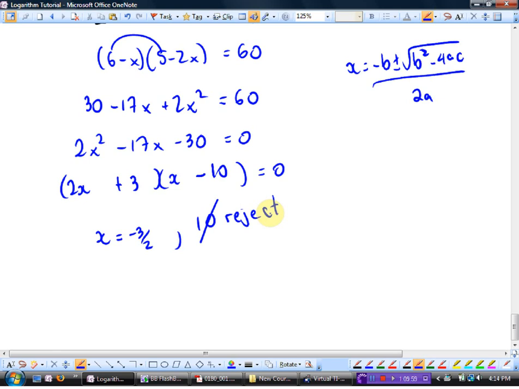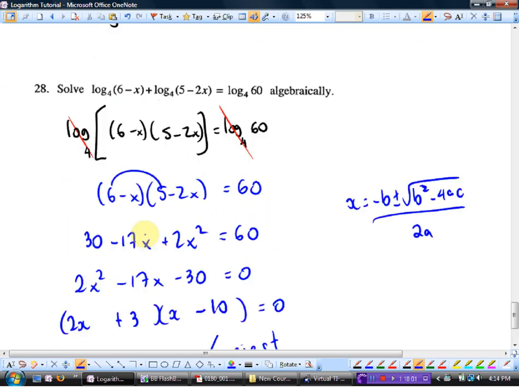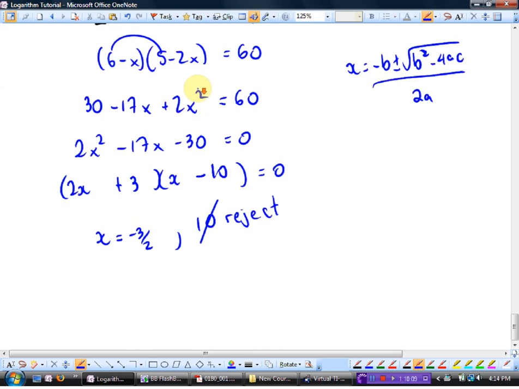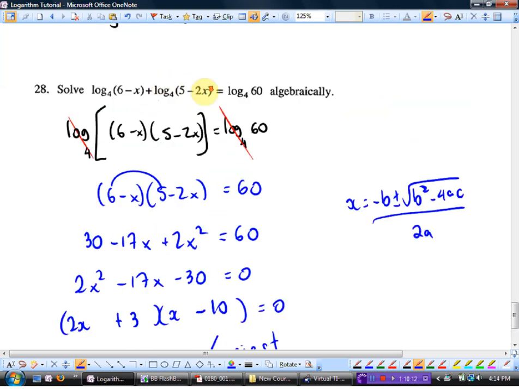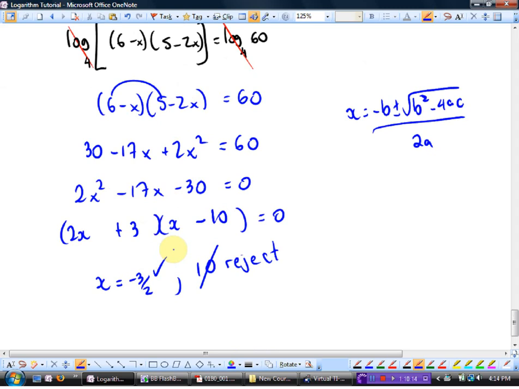Okay. This one, I think if you go 6 minus minus, you'll get a positive. And I think if you go 2 times, this one also ends up being positive if you plug in a negative 1.5 right there. This one is a valid solution, but you've got to check for extraneous roots.